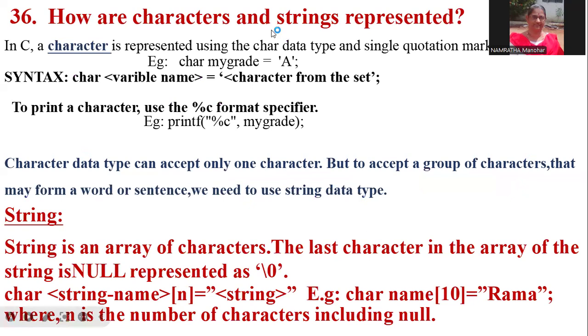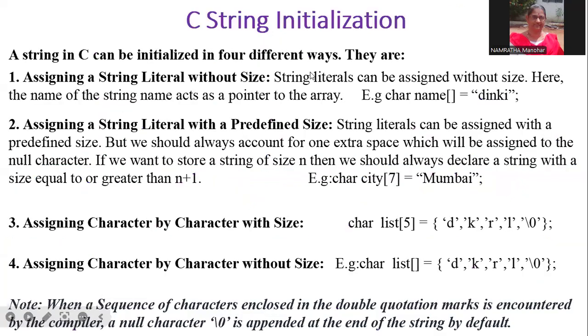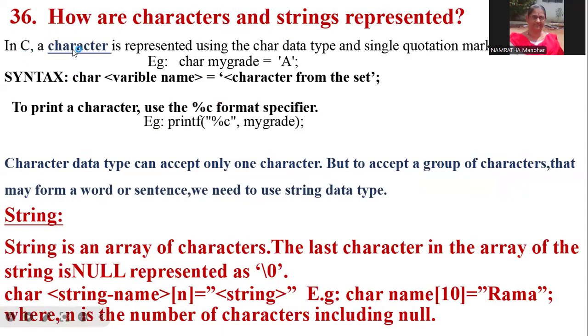Now, question number 36 was, how are characters and strings represented in C language? In C, a character is represented using the char data type and single quotation marks. So char is the data type, and my grade is the variable, which is equal to 'A' in single quotes. That is, say you have grades A, B, C, D. Then you can say char my grade is equal to 'A' within single quotes. As I told you, a character is given within single quotes, but strings are given within double quotes. Now, to print the character, you use the %c format specifier, %c, my grade.